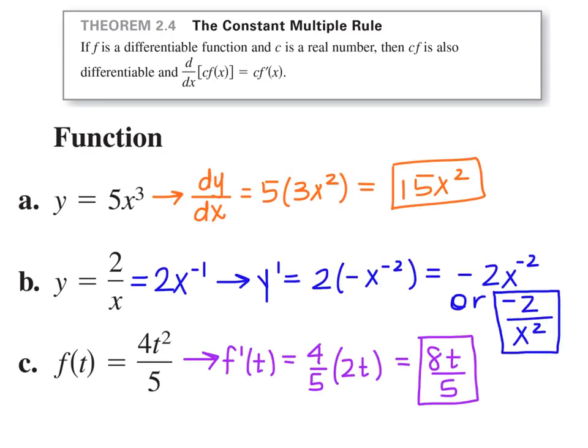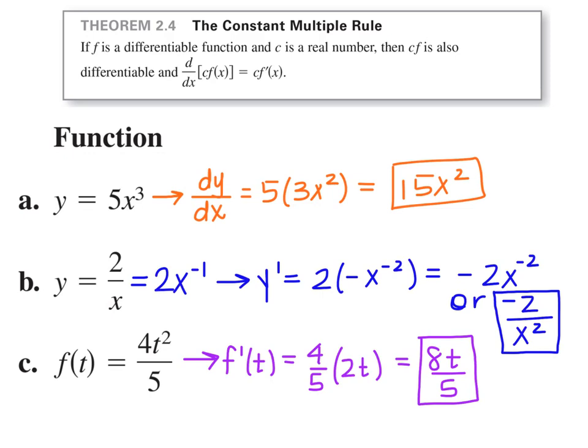For my first function here, I've got y equals 5 times x cubed. 5 is my constant, so my dy over dx is 5, because that's a constant that's going to sit on the outside. Take the derivative of x cubed, and that's going to equal 15x squared when I multiply those 2 constants together.